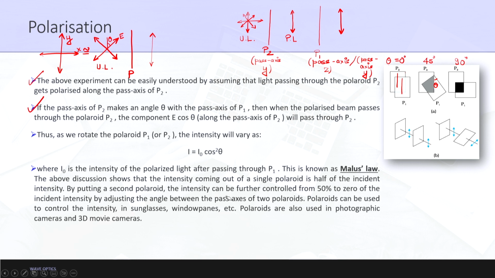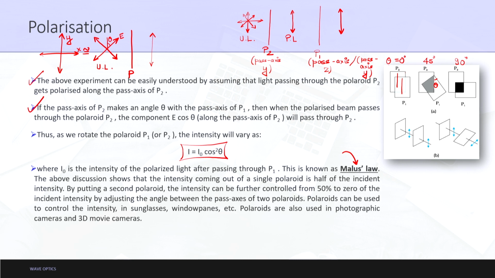You just need to remember that when we are trying to find the value of intensity depending on the initial intensity, let the initial intensity be I naught, and we are finding the intensity after passage through two Polaroids, then I is equal to I naught cos square theta, where I naught is the intensity of the polarized light after passing through P1. Please make sure that it is the intensity after passing through P1. This is known as Malus law. Please remember this, because in exams this can come up: define Malus law, state its assumptions, and so on.